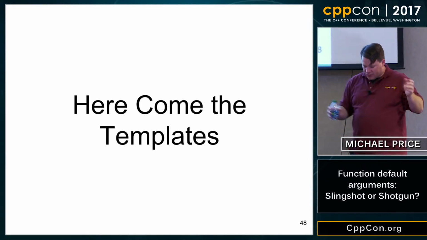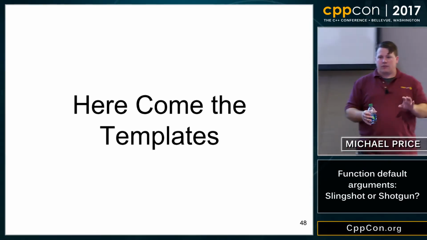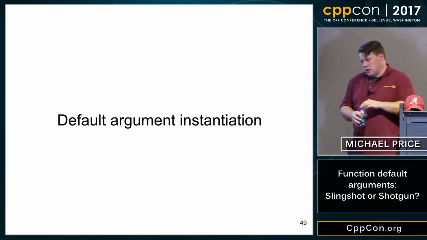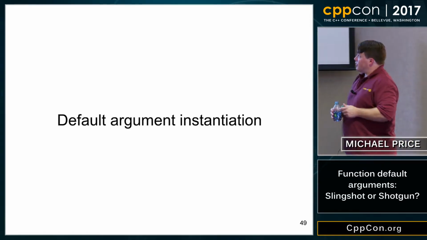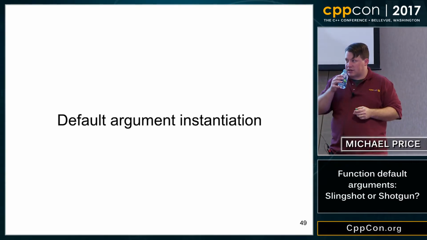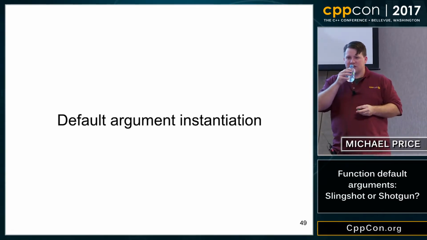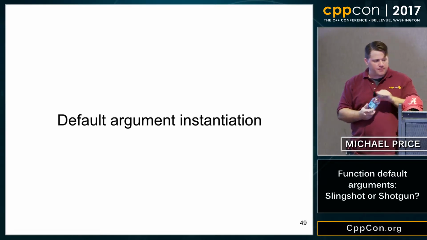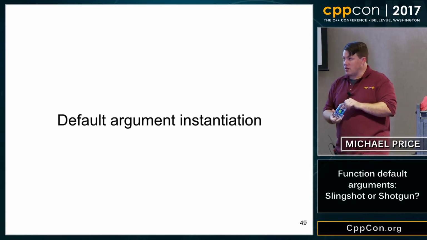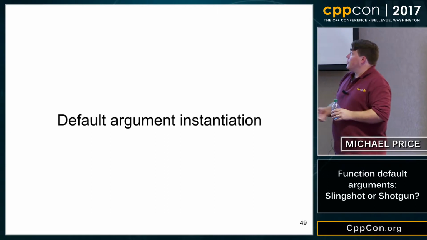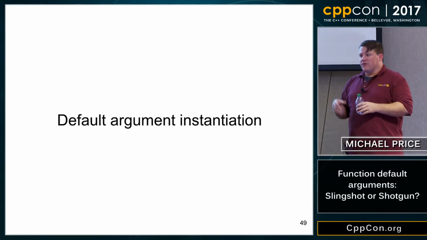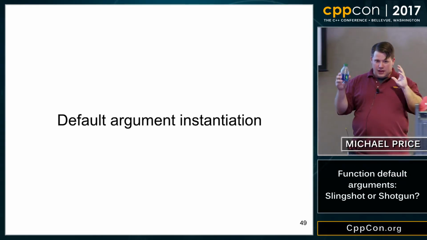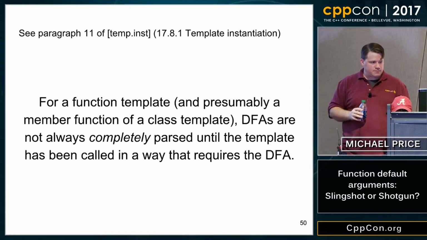All right, so far we've avoided talking about templates, right? So now we're going to talk some about templates. Default arguments for function templates add some extra complexity. There's a section in the standard about templates that talks specifically about this, and there are certain rules, and they give it a name: default argument instantiation.